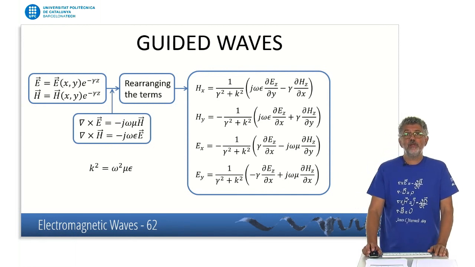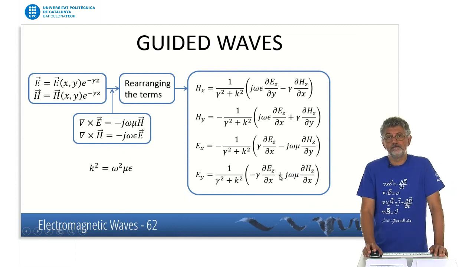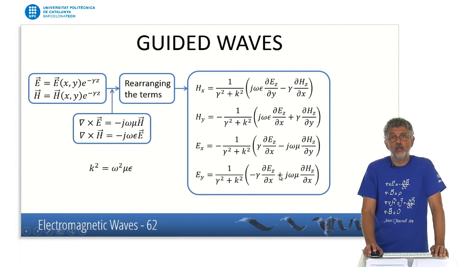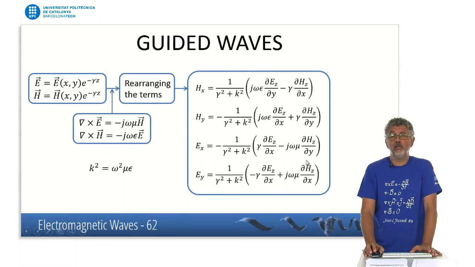And notice that we have a similar situation for the electric field. The transversal components of the electric field can be found if we know the longitudinal components of the field. So this is the first thing. We only need to find a solution for the longitudinal components of the field, and from that we can find those transversal components.